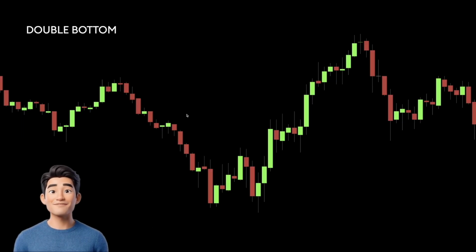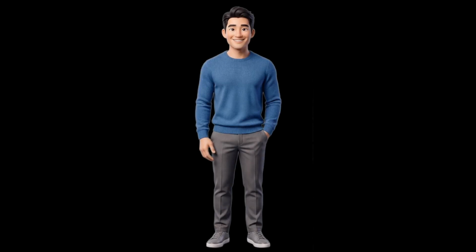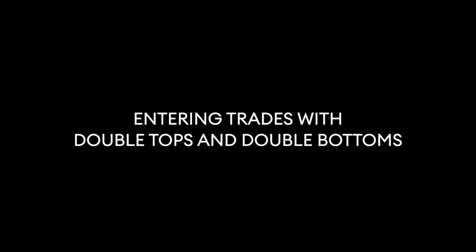On the flip side, we have the double bottom. Here, the price is in a downtrend moving lower. Then it hits the same low twice, forming a support level, with the swing high between them creating the neckline. What does a double bottom reveal? It shows that the price failed to make a lower low, indicating that sellers are losing strength and the downtrend is losing momentum. Now that we understand these patterns, the important question is, how do we incorporate the double bottom and the double top in our trading strategy?